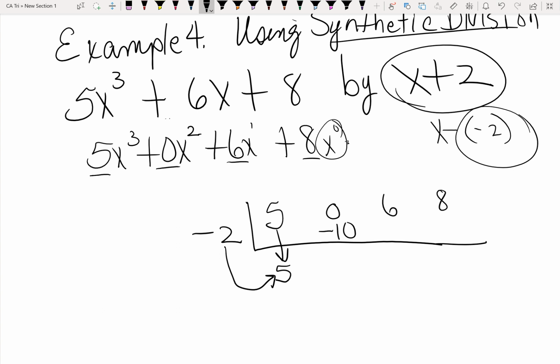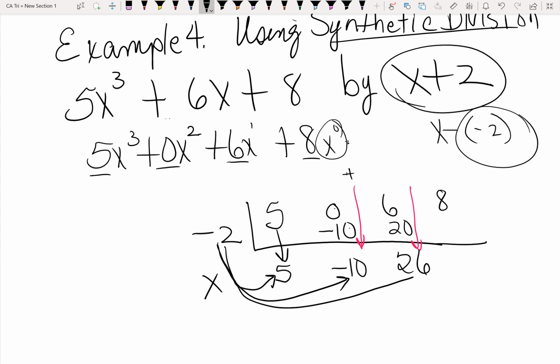Okay? We literally add going down. So this leaves me with negative 10, obviously, because 0 plus negative 10 is negative 10. And we repeat, we multiply. So this is all multiplication down here. This is all going to be addition here. So that's going to give you a positive 20. You bring it over here. And again, we add going down. So this gives me 26.